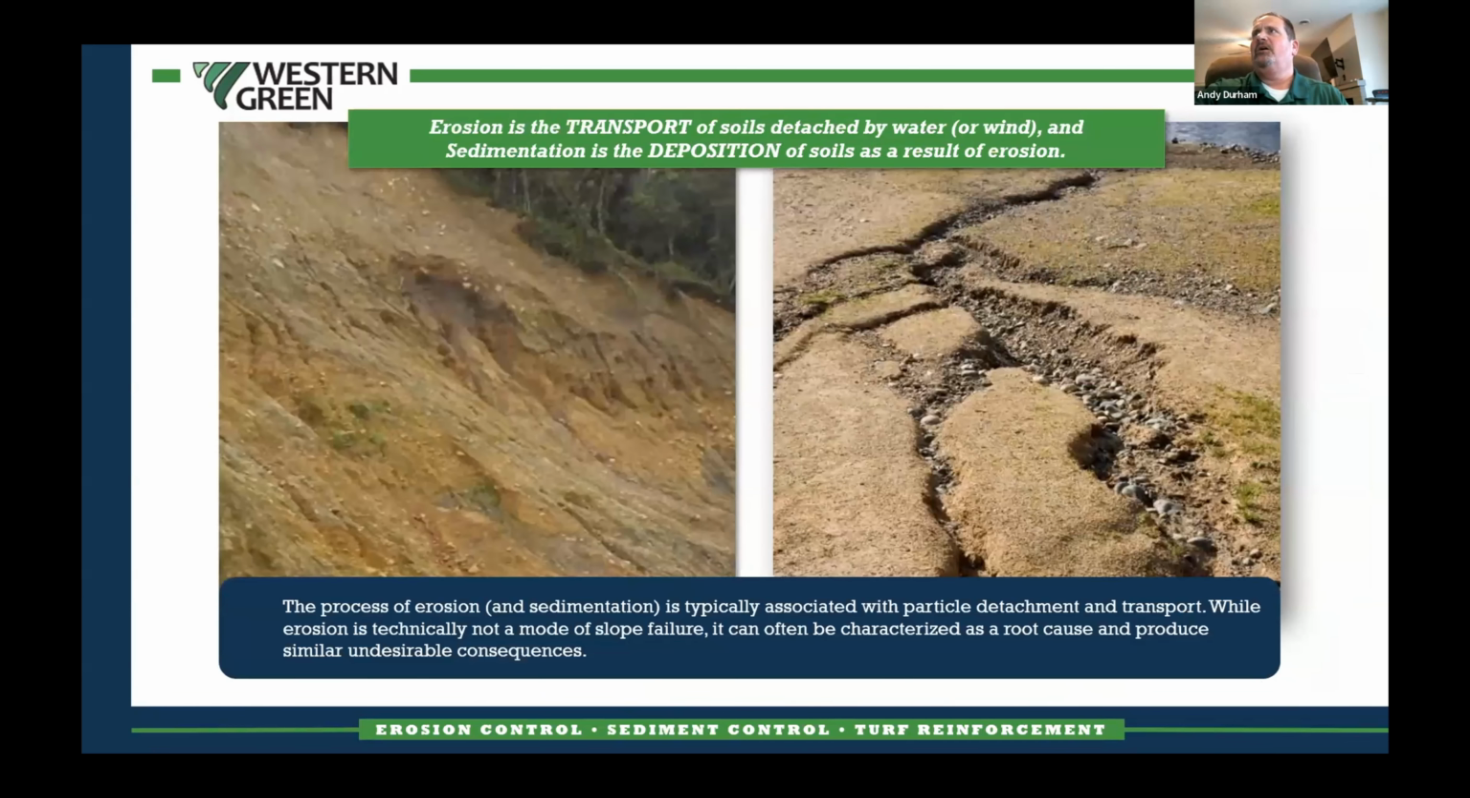Want to talk about erosion and then a little bit about slope instability. So keep in mind that erosion is the transport of soil particles that are detached by water or maybe wind. Sedimentation is the deposition of those soils. So it's a cause and effect, transport and then deposition. And that's the definition of erosion.